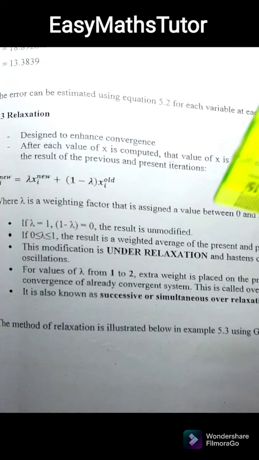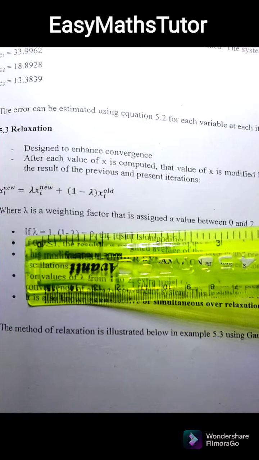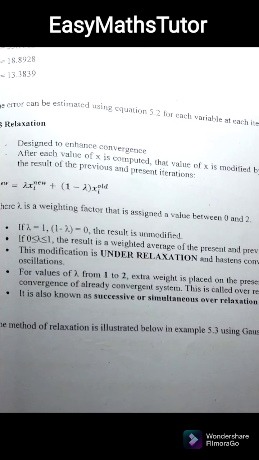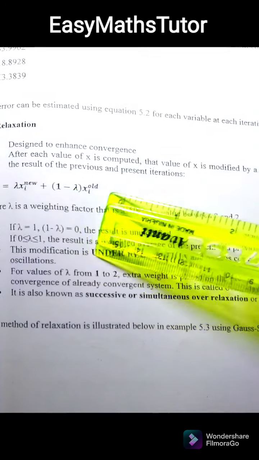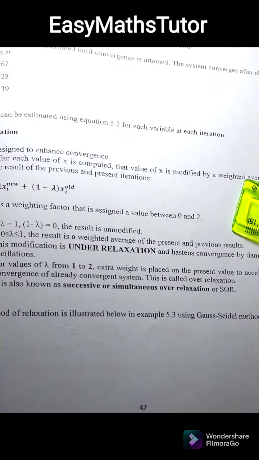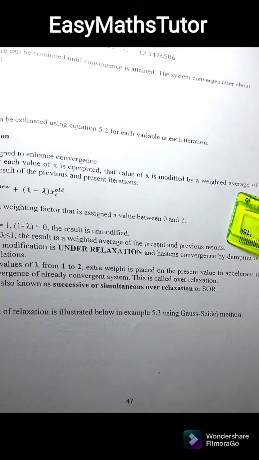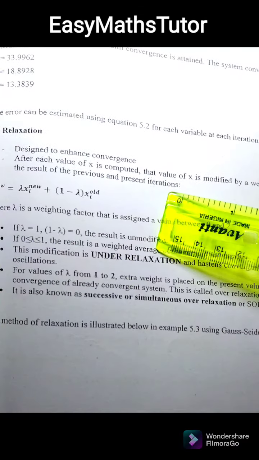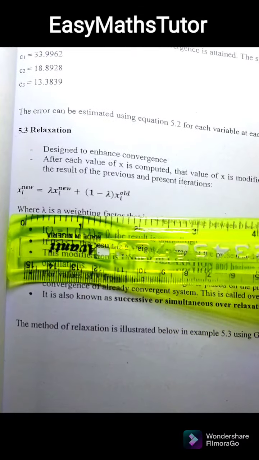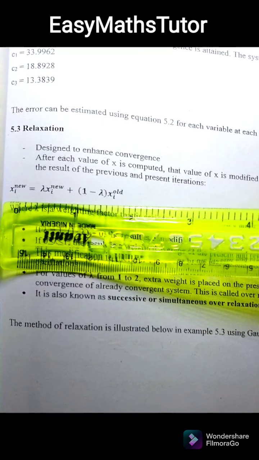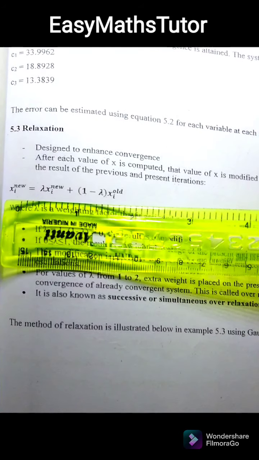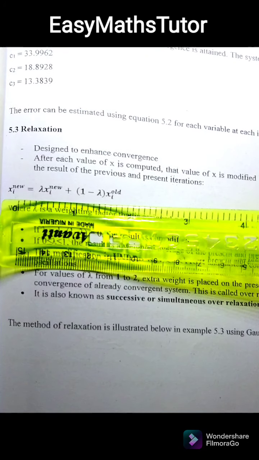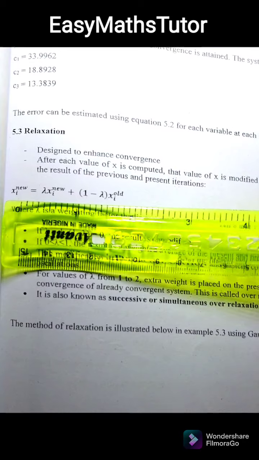Relaxation is a concept that is designed to enhance convergence. After each value of x is computed, that value of x is modified by a weighted average of the result of the previous and present iterations. And this is the formula for how to derive the new weighted value that we're going to apply in our question.